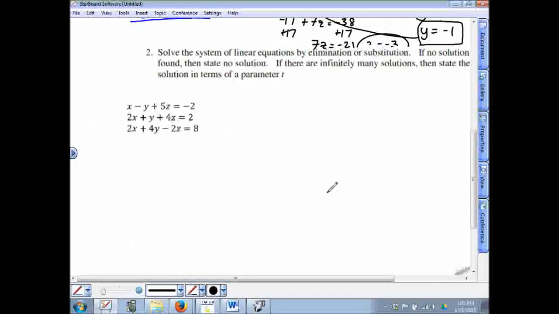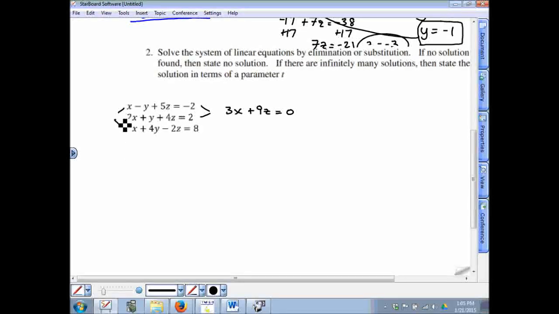Question 2 starts the same way. Here's question 1. You want to try to avoid eliminating z right off the bat. I notice here that we have positive and negative y, so if we just took these top two equations and added them straight up as they are, we would get 3x plus 9z equals 0. That's a result of those two equations added together.